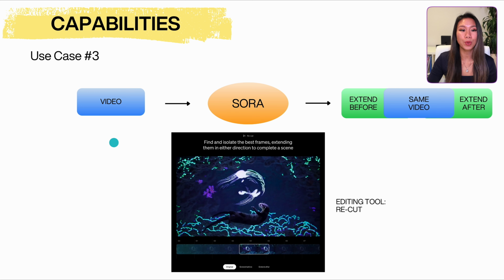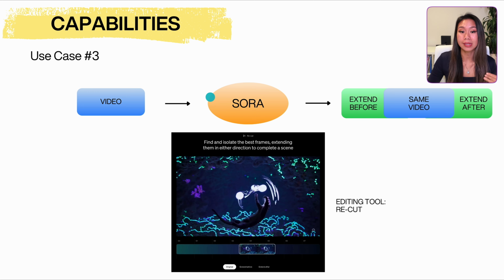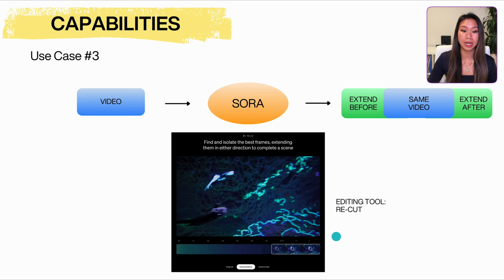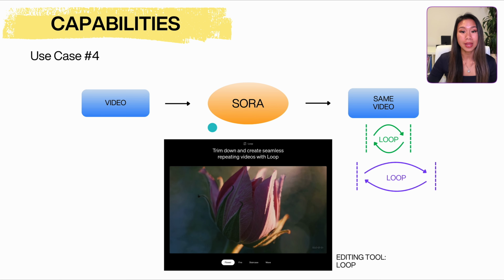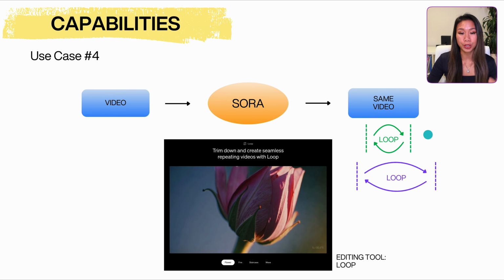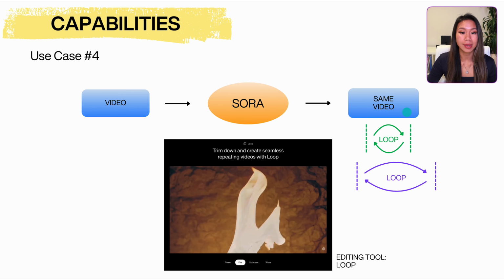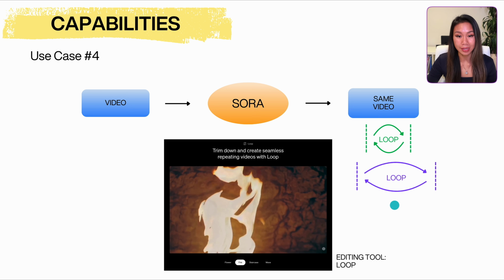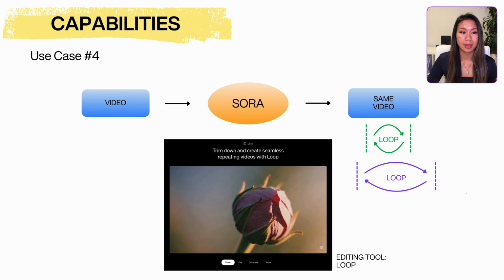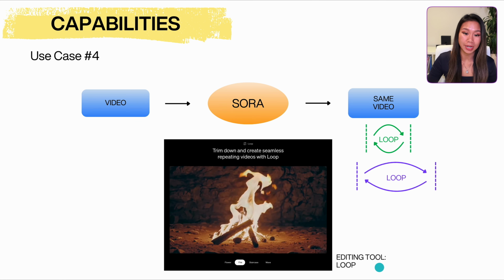Next use case is we can feed Sora a video, and for that same video, Sora can extend it by either extending it before or extending it after. Basically elongate it in both directions. They've named this capability as one of their editing tools called Recut. Next use case, we can again feed Sora a video, and for that same video, Sora can convert it into a looped video, either taking a sub-segment of the video and looping that, or elongating the video as needed to complete a loop. And the video would be elongated with that extend feature as we just saw. This looping capability is also one of their editing tools called Loop.